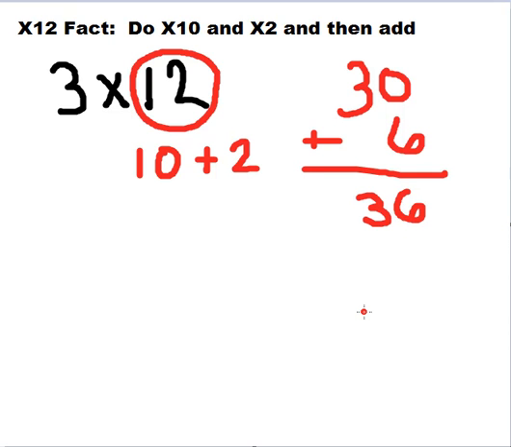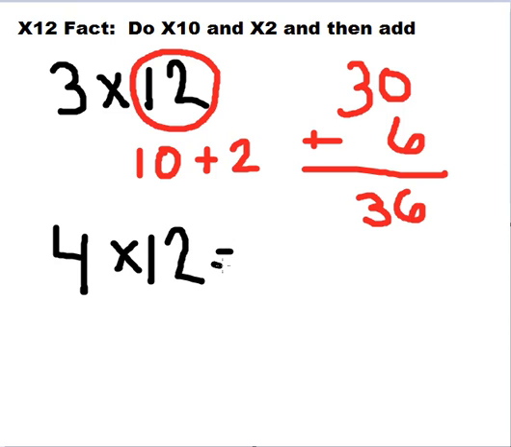Now, ideally, you want to be able to do at least the simpler ones in your head. So you should be able to do 36 in your head, because that one's pretty easy. So let's try 4 times 12. Again, this one is also easy, and you should be able to do it in your head.